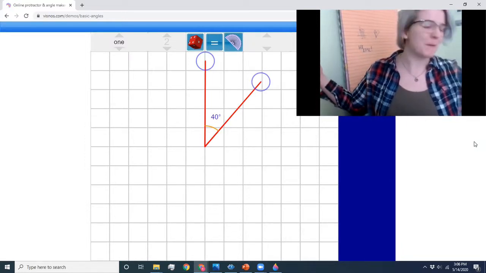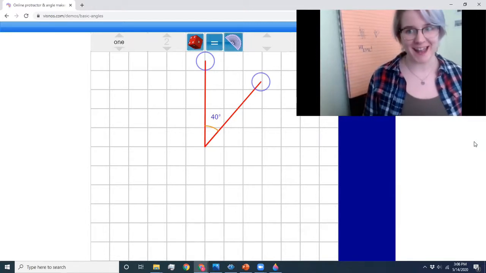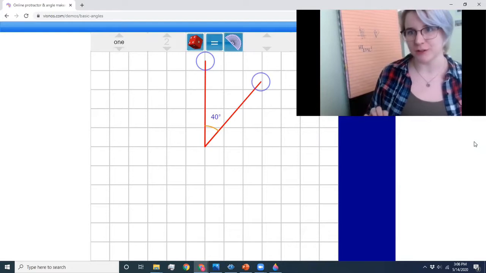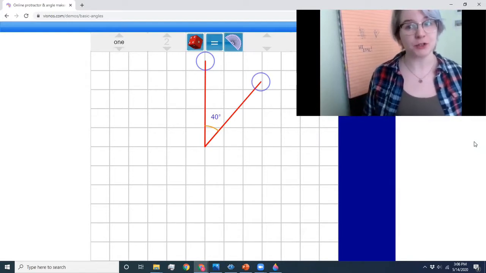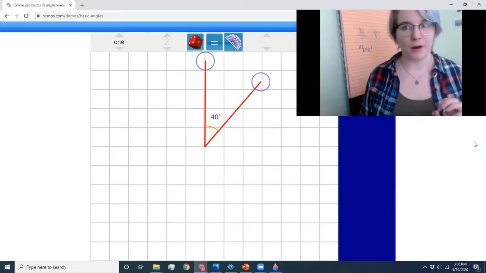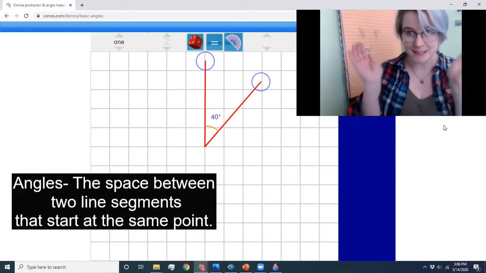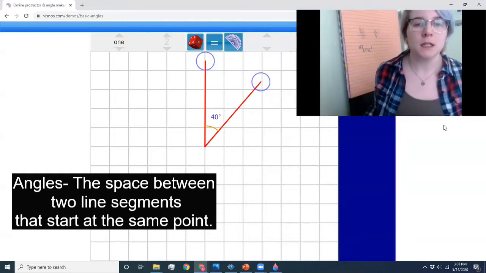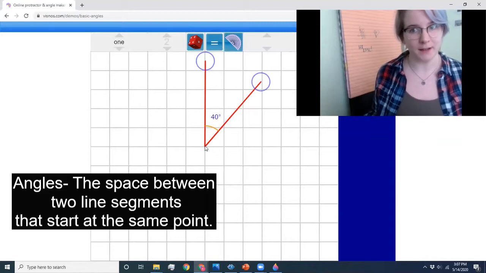Pretty epic, as you can probably tell by looking at my screen today. We're going to be talking about angles. Now, as we discussed in our last geometry lesson, angles are the space between two line segments that meet at a point. The point where these line segments meet is called the vertex, and the angle is represented here in orange.